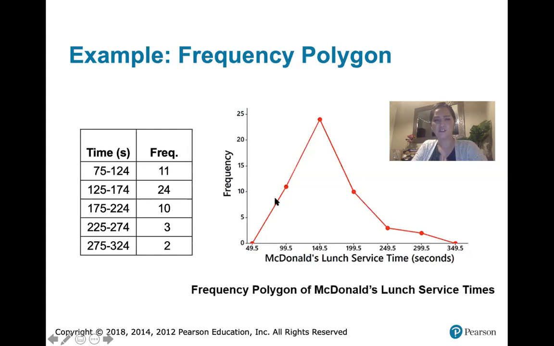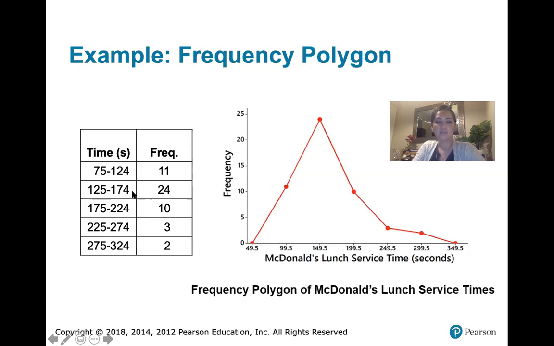Well, what you do at first is you come up with all the class midpoints. Remember how you calculate a class midpoint. It's just the average between the lower class limit and the upper class limit. So you add those together and divide by 2. That's giving you the average of the two numbers. 75 plus 124 divided by 2 turns out to be 99.5.